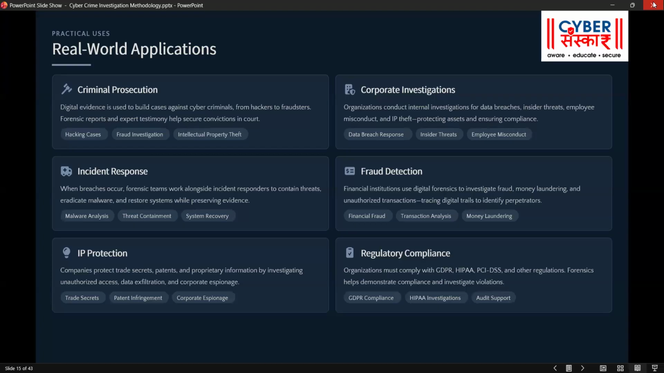Now the corporate investigations. The organizations conduct internal investigations for data breaches, insider threats, employees misconduct, and IP thefts, protecting assets and ensuring the compliance. I have already explained to you that all the organizations also conduct the internal audit, and they have the counterintelligence cells in some departments.